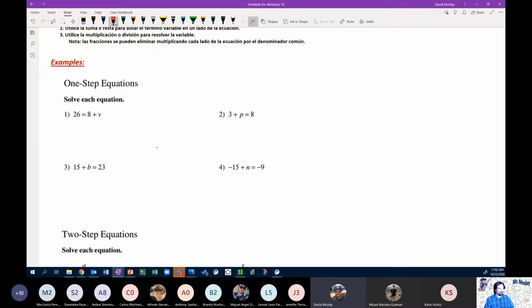Okay. So in these examples, they're using different letters, and that's okay. The only letters you don't want to use are E and I, because they have special meaning in math. So you don't use those ones.